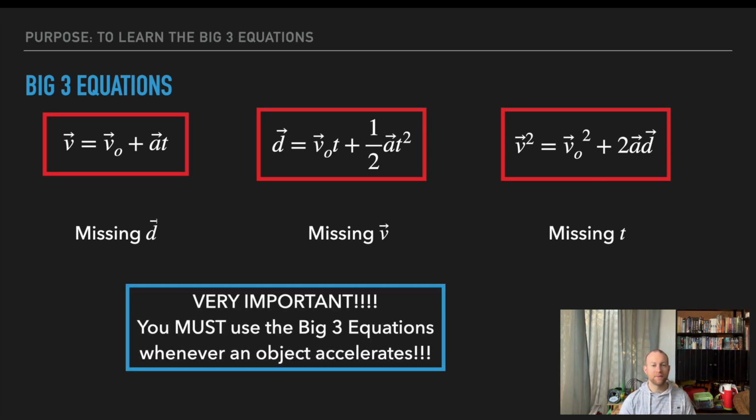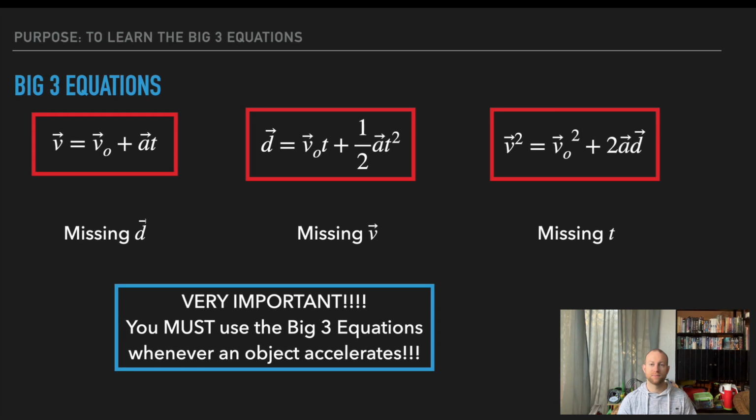And a very, very important note, make sure to star this, highlight this in your notes. If you have acceleration in the question, you must use these big three equations. This is what loses a lot of marks for students. Whenever there's acceleration in the question, you have to use the big three equations. Many tried to do the v equals d over t, which was for velocity. That only works for constant velocity. So if you have acceleration, you must use one of these equations.